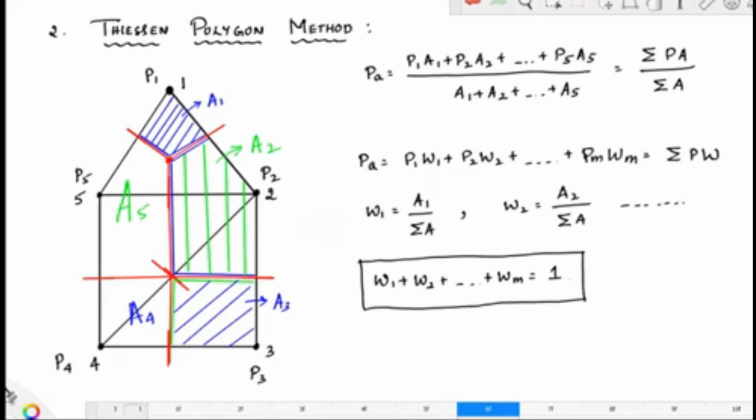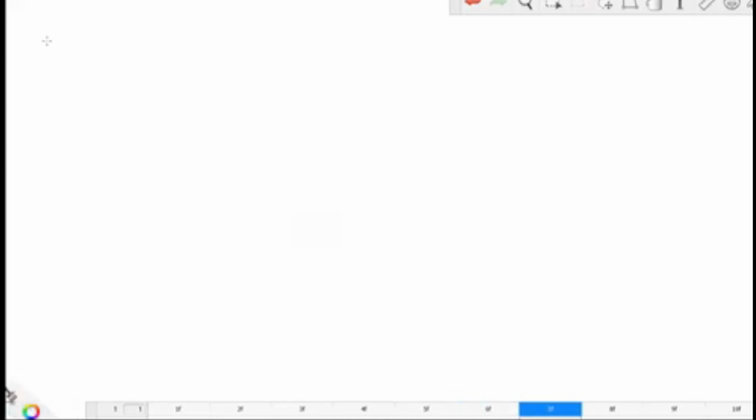Now next, third method. Which method is the third method? The third method is your isohyetal method.